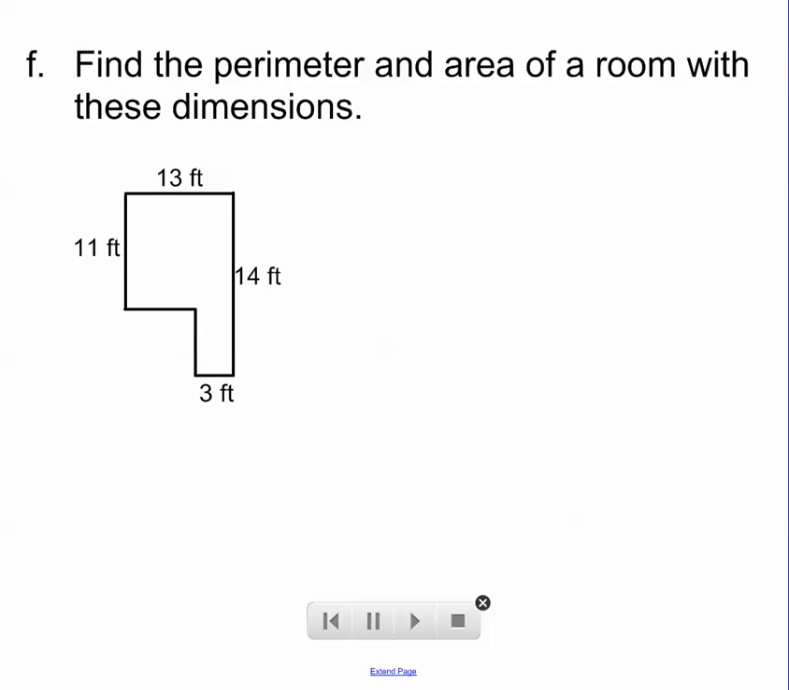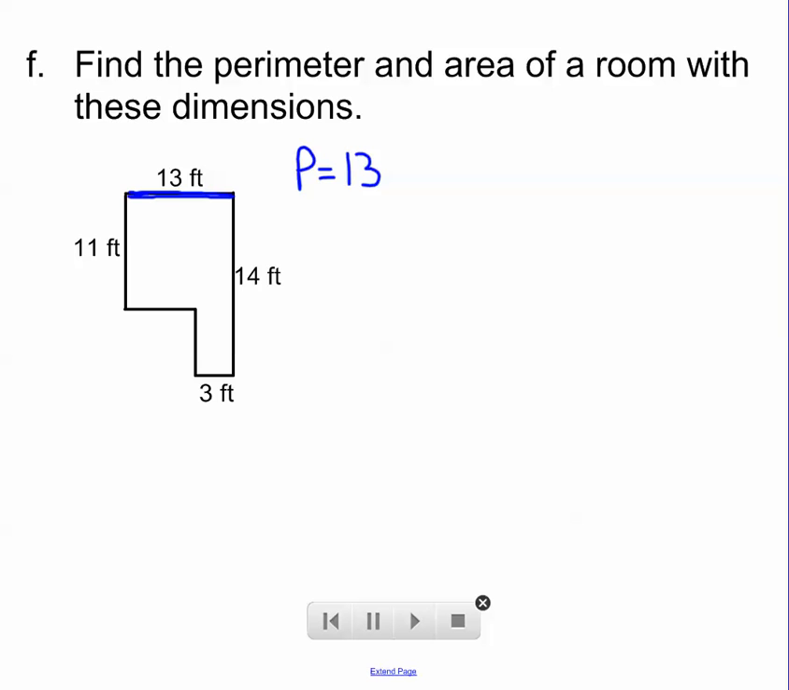Last one, find the perimeter and area of a room with these dimensions. Now this is a little bit trickier because number one, not all the dimensions are given to us. And number two, there is no formula for the area of this shape. Okay, but we'll talk about both those things. As far as perimeter goes, I obviously have a side length of 13 here.